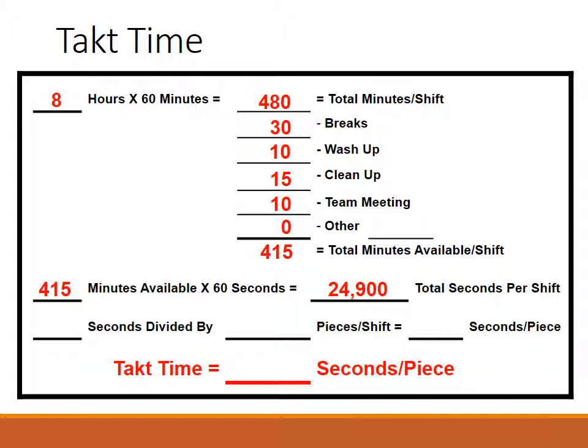24,900 total seconds per shift, divided by the number of pieces that we need to fulfill a yearly demand. So this will be 415 times 250 shifts per year. That's our total annual demand, which means we need to produce a part every 60 seconds. So that's our goal, is to create a part every 16 seconds so that we are creating some just-in-time manufacturing.